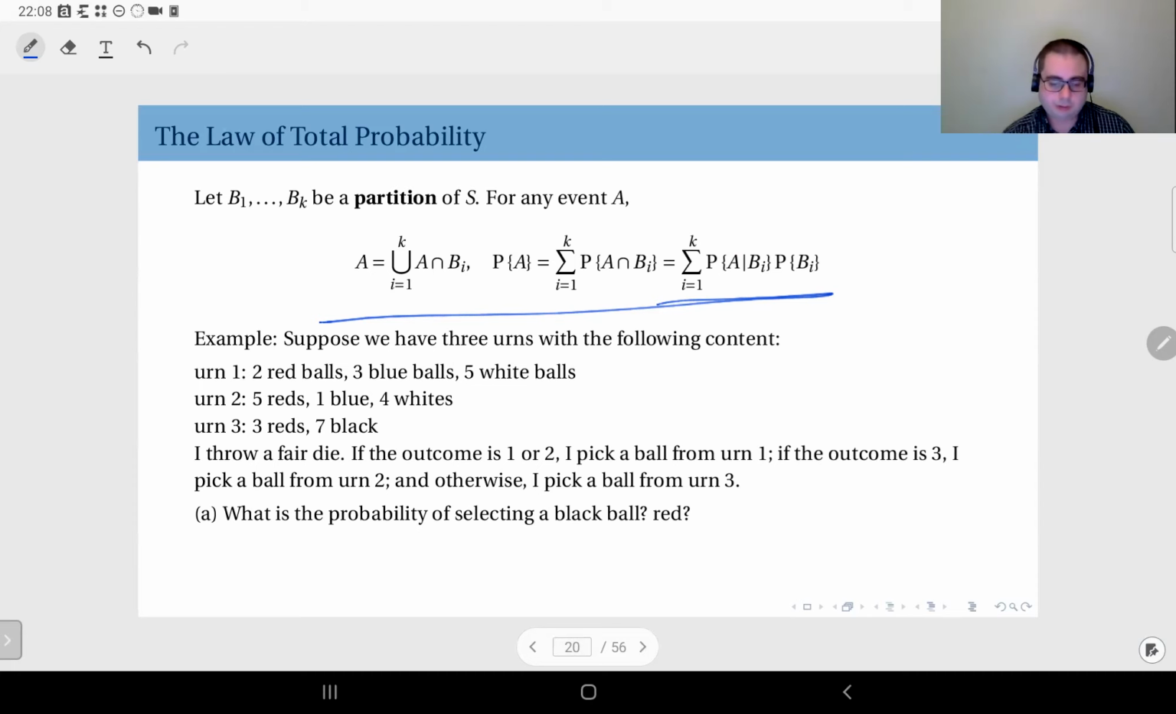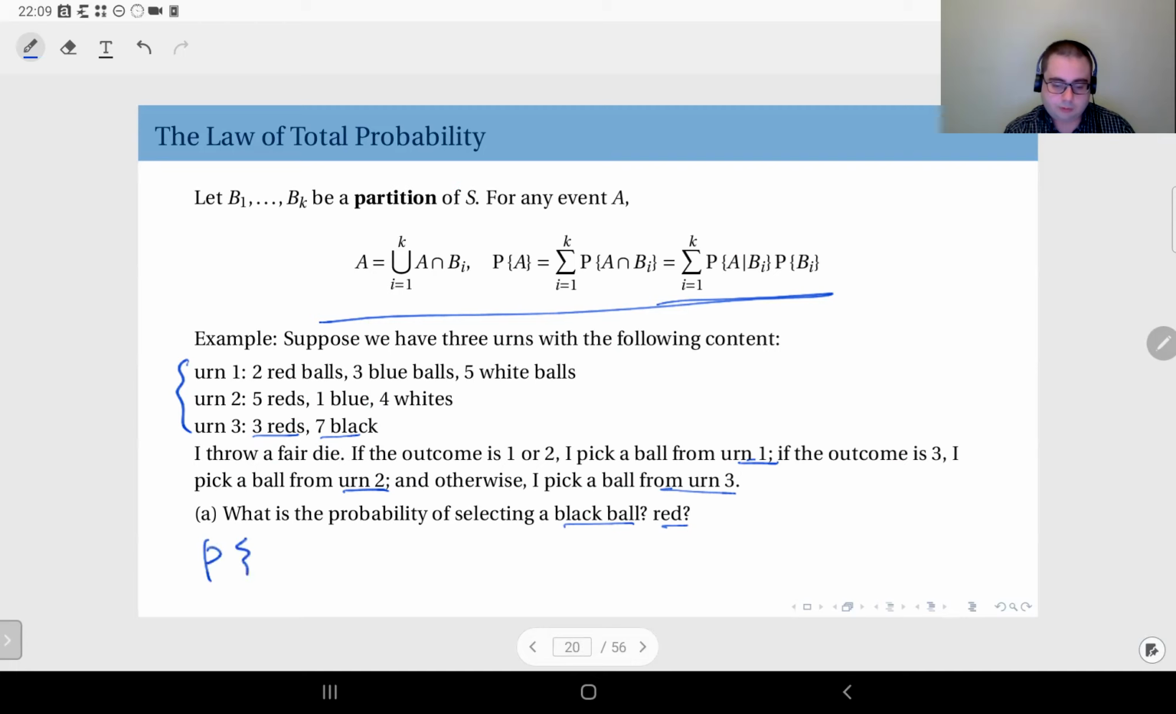Let me give you an example. Suppose we have 3 urns with the following content. Okay, in number 1, I have 2 red balls, 3 blue balls, and 5 white balls. In number 2, I have 5 reds, 1 blue, 4 whites, and in number 3, I have 3 reds, 7 blacks. I throw a fair die. If the outcome is 1 or 2, I pick a ball from urn number 1. If the outcome is 3, I pick a ball from urn number 2. Otherwise, I pick from number 3. What is the probability of picking a black ball, or a red ball, or a blue, or a white?